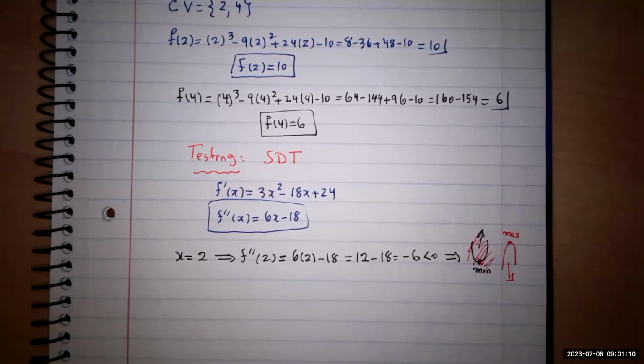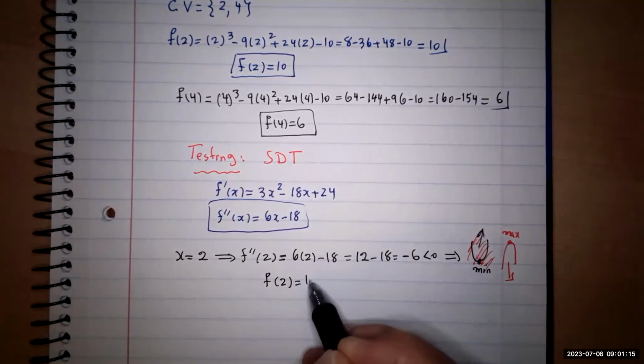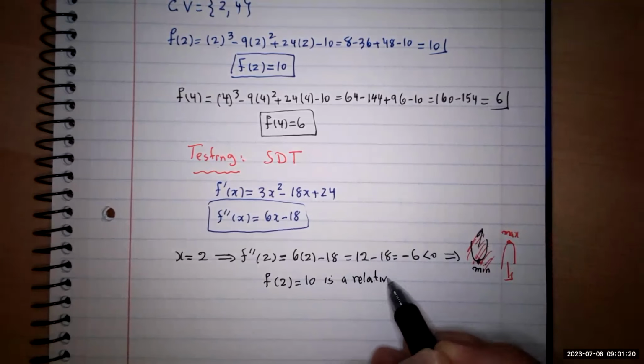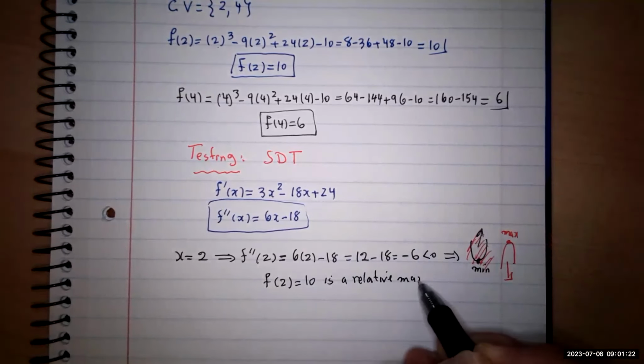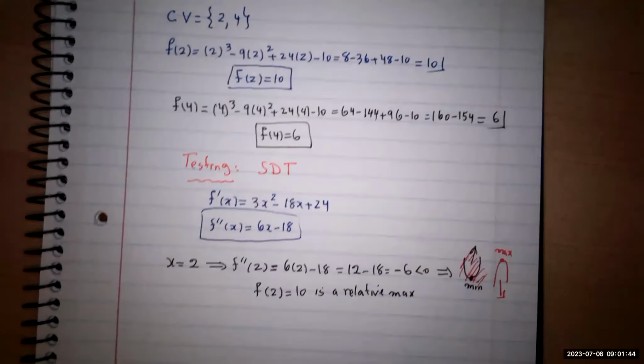So you explain that f of 2, which is equal to 10, is a relative maximum. Any question? Some people on the test, they make a mistake. They say negative 6 is a relative maximum. Negative 6 is a testing number. Your point, remember, is 2 and 10. And this is the way we write it down. f of 2 equal to 10 is a relative maximum, the best way to write it down. Any question?